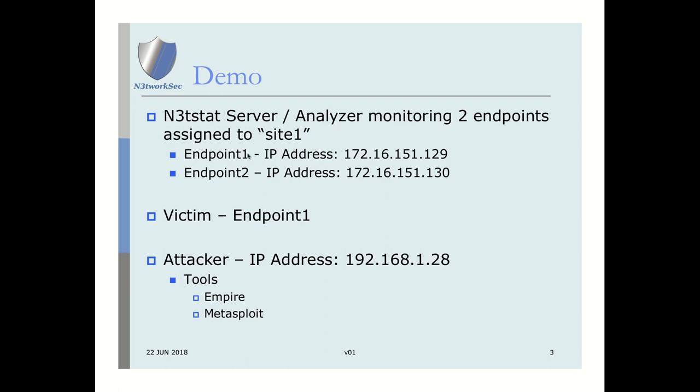For this demo, we're going to have a N3tstat server analyzer monitoring 2 endpoints assigned to Site 1. Endpoint 1 resides at IP address 172.16.151.129. Endpoint 2 resides at IP address 172.16.151.130. The victim that we'll be targeting is going to be endpoint 1, and the attacker resides at IP address 192.168.1.28. The tools we'll be employing are Empire and Metasploit, which are advanced cyber adversary emulation tools used to evade protection mechanisms like legacy antivirus and host-based IDS systems.